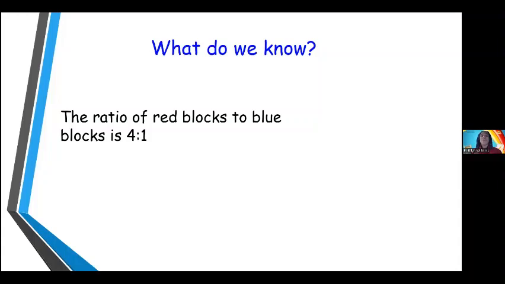And so to determine the ratio of red blocks to blue blocks, we could look at the number of red blocks and the number of blue blocks. So there we have it, 4 red blocks to 1 blue block. And we can write this as a fraction. I wonder if anybody could tell me what would be the fraction for the red blocks? You could write it in the chat.